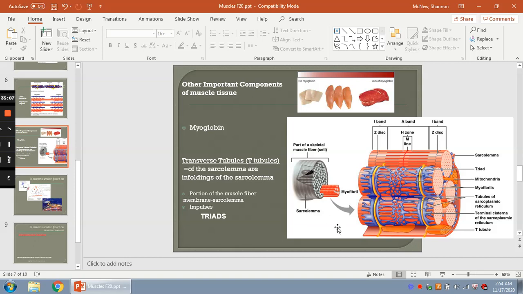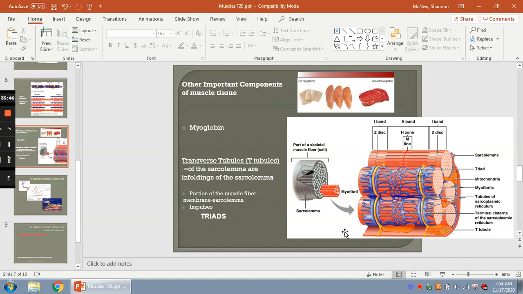A triad is made up of one part T-tubule. If you see my cursor, I'm running it along that yellow part. That's the T-tubule. Remember, the T-tubules run deep into the muscle fiber and around each of the myofibrils. And on both sides, I should say, we find this blue thing. What is this blue thing? This blue thing is the sarcoplasmic reticulum.